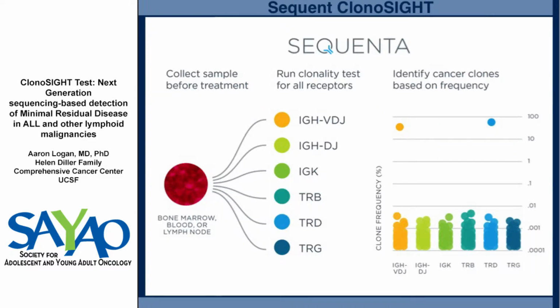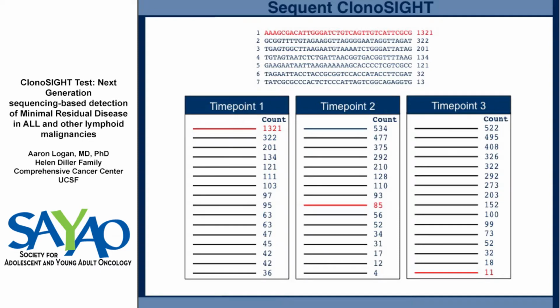And so, as Dr. Faham explained, with the Sequenta methodology, they obtain a diagnostic sample and through consensus PCR of multiple receptor alleles determine which will be informative for that malignancy. And then after you know the sequence of that clone or clones, it's really kind of a bioinformatic endeavor at that point to simply count in successive samples what the quantity of that clone is. And there are algorithms to turn that into an absolute quantification.